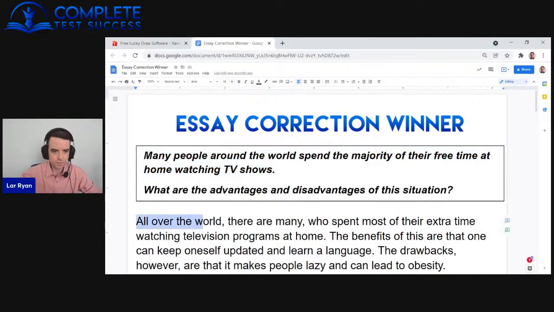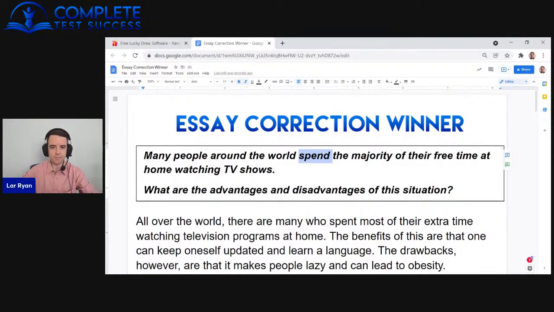So all over the world, that's fine. There are many, you don't need a comma here. There are many who spent most of their extra time watching television programs at home. Okay, this is done well. You don't need a comma because it's defining, and here it shouldn't be in the past.